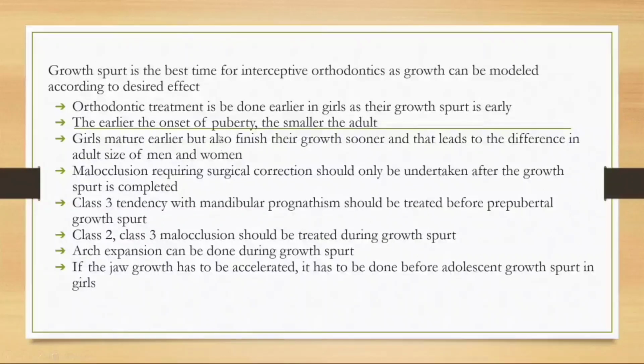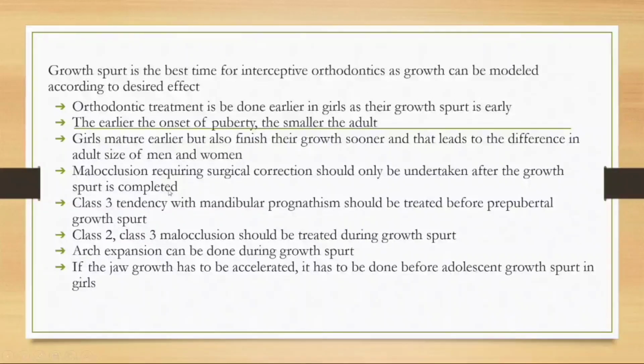The orthodontic treatment is done earlier in girls as their growth spurt is early. And the earlier the onset of puberty, the smaller the adult. Girls mature earlier but also finish their growth sooner. That leads to the difference in the adult size of men and women.